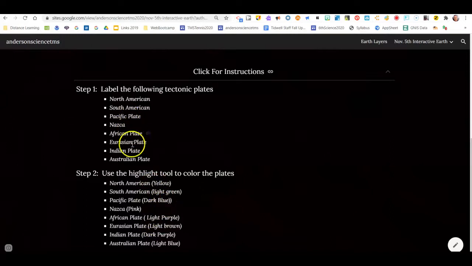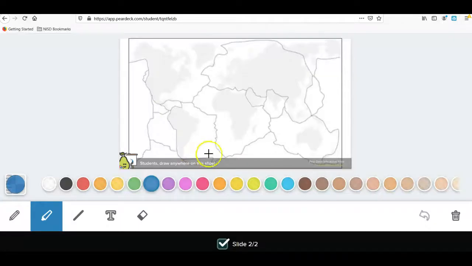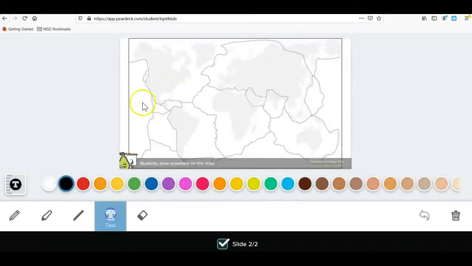So this is basically all that you're going to be doing today, but it's important that you take your time and do it correctly. Now I'm going to show you an example of how you're going to do this on the pear deck so that you do it correctly. So on the pear deck, looks like this. You're going to label the plates, and so I'm going to use my little text tool. Just click right here, and I'm going to type North American. And you don't really have to put the word plate because they're all plates, and so you can just leave it like that without putting the word plate.